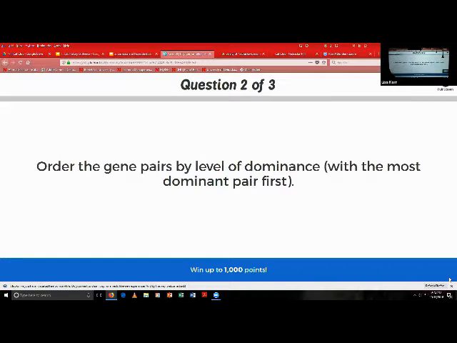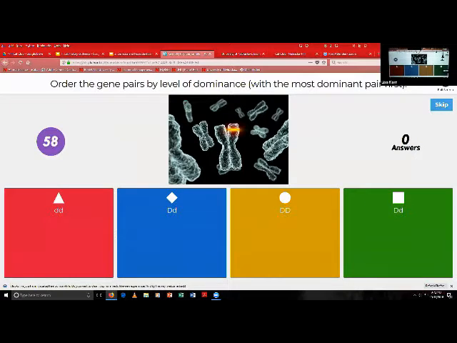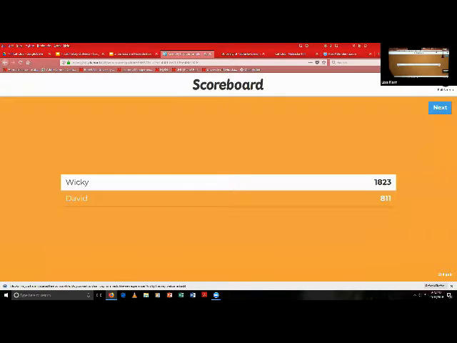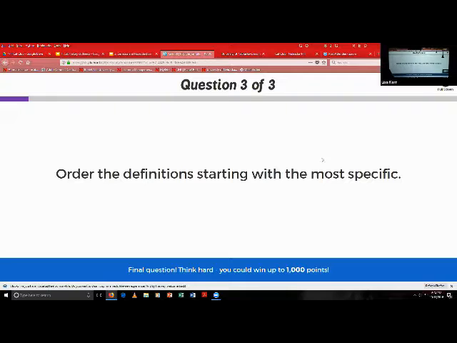All right. You want to read this one out loud too, David? Order the gene pairs by level of dominance, with the most dominant pair first. I think it matters. Blue and green, and green and blue can be either? It shouldn't matter. Yay! Is that right? Good job, guys. All right. I think I only have one last one.